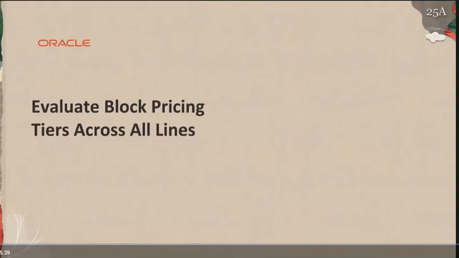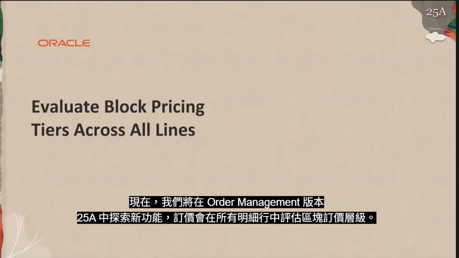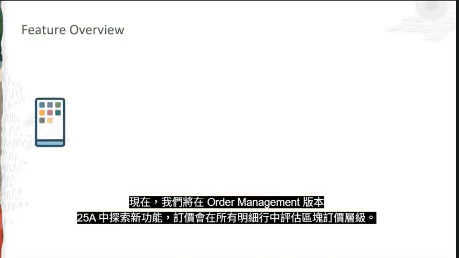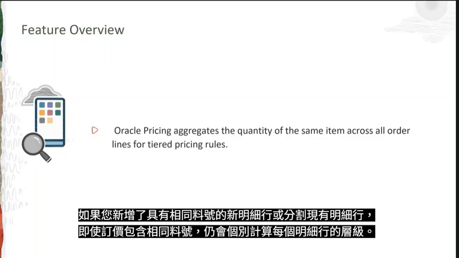Hello, today we will explore a new feature in Order Management Release 25A, in which pricing evaluates block pricing tiers across all lines. Before Update 25A, tiered pricing rules evaluated the quantity on each order line individually. If you added a new line with the same item or split an existing line, pricing would calculate the tiers separately for each line, even though they contained the same item.